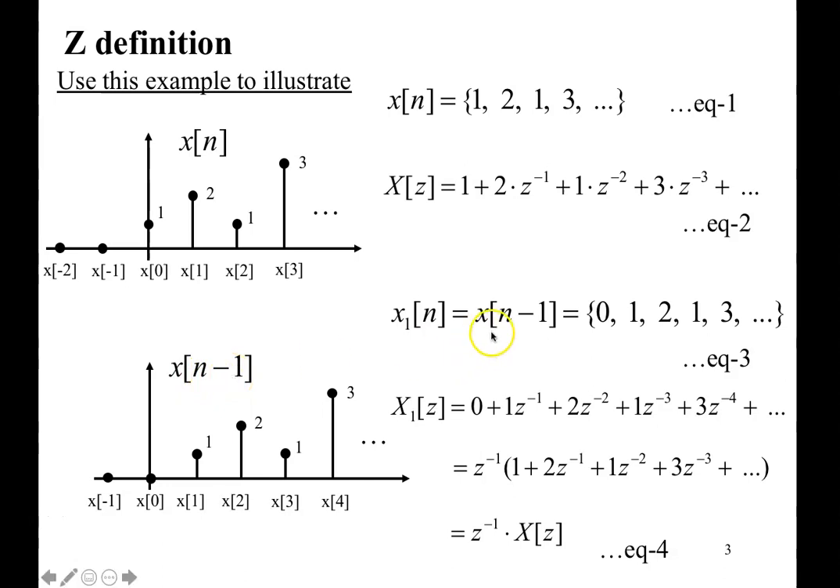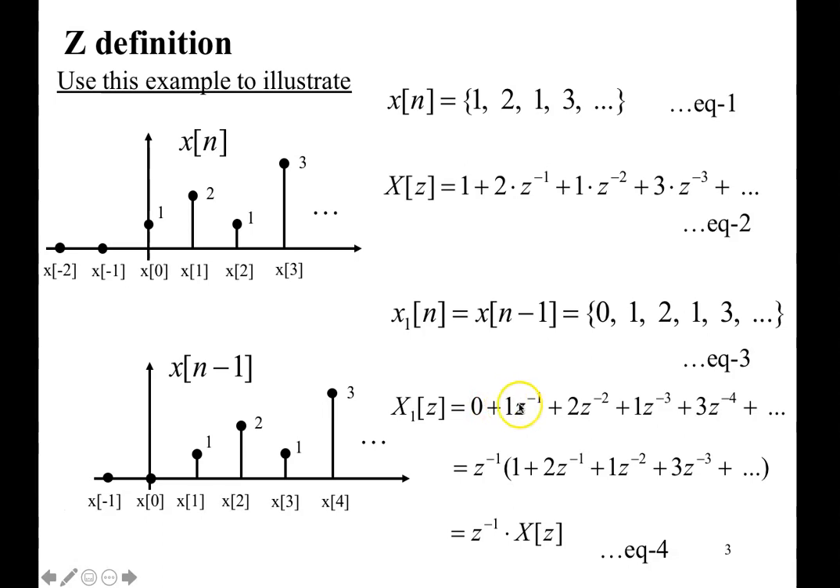Now, if I apply the definition of the z-transform to equation 3, the first number times z to the power of 0, so that's 0. The second number needs to be multiplied by z to the power of minus 1, so 1 times z to the minus 1. This number here is multiplied by z to the minus 2. This number, z to the minus 3. This number, z to the minus 4. Now, if you look at this, this is 0.